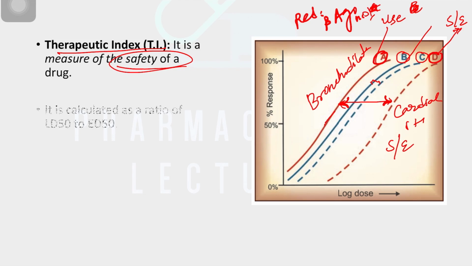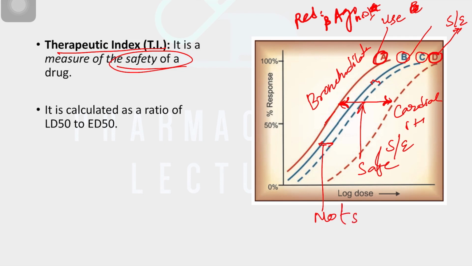So drugs with a high therapeutic index are quite safer. If the therapeutic index is high, these are safe drugs. And if the therapeutic index is very narrow, these are not safe. They are very dangerous, and we need to maintain the concentrations accurately.